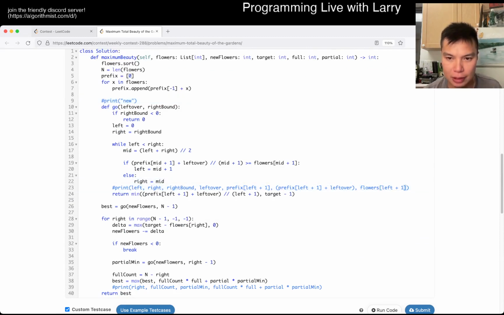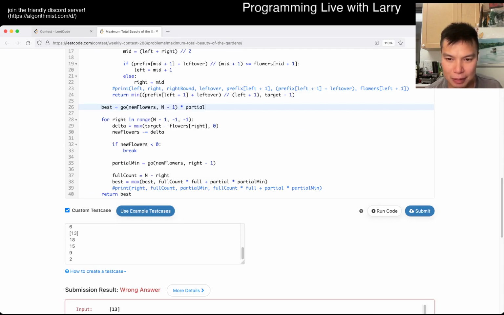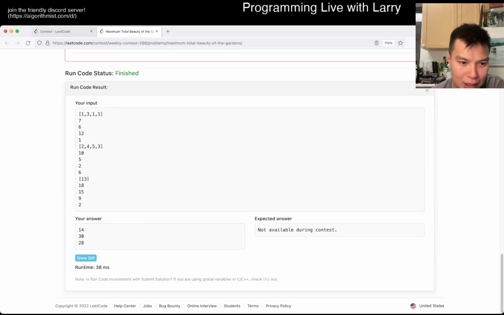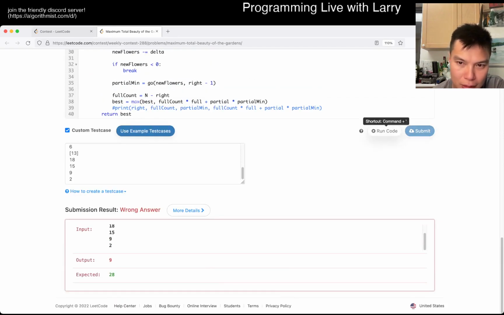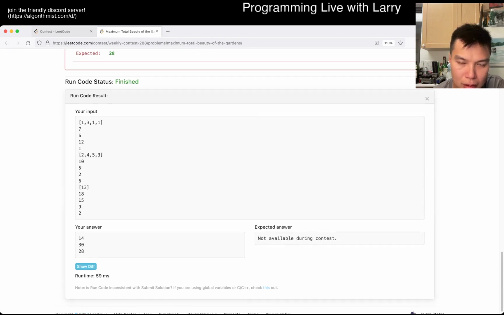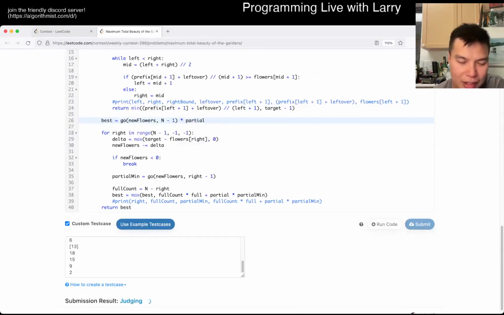Oh, it's because this thing that means that the other stuff would be okay. Also, it's this times partial anyway, so maybe I needed to fix that. Maybe that's just it. Yep. Okay. Wow, that was a silly mistake. Actually, I didn't print anything out. Let's get another wrong answer.